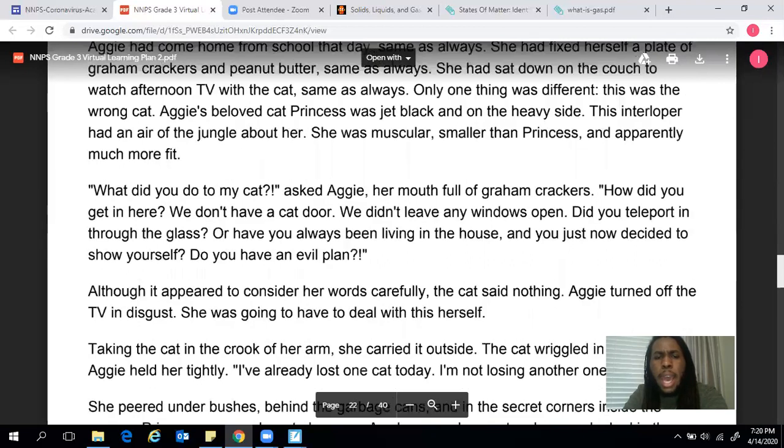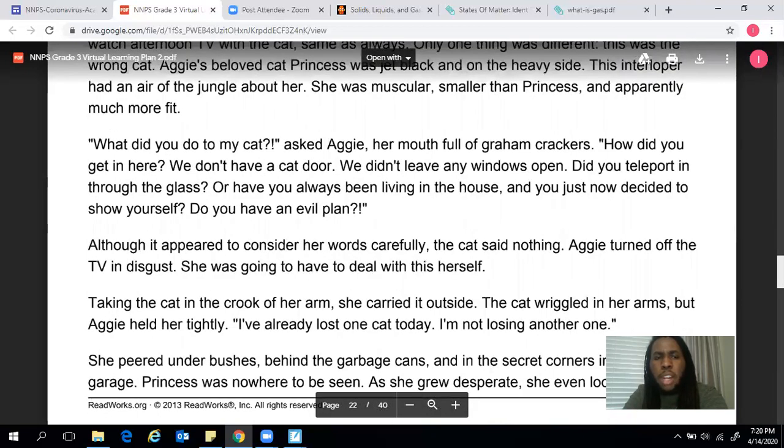"What did you do to my cat?" asked Aggie, her mouth full of graham crackers. "How did you get in here? We don't have a cat door. We didn't leave any windows open. Did you teleport in through the glass? Or have you always been living in the house and you just now decided to show yourself? Do you have an evil plan?" Although it appeared to consider her words carefully, the cat said nothing.